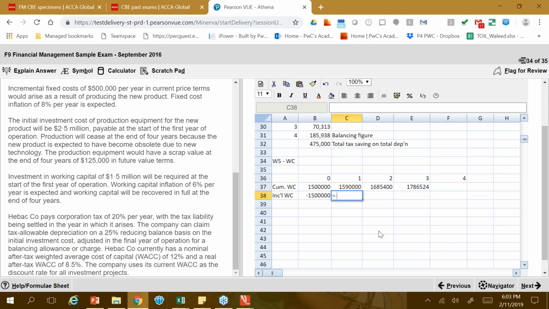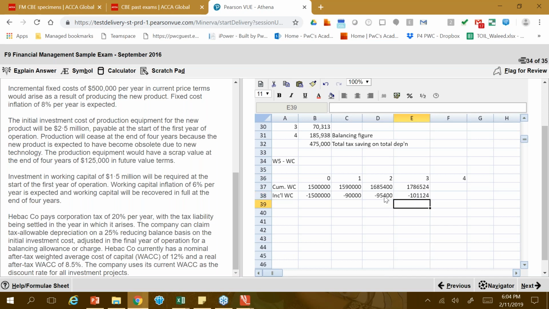Now what you can do here is say equal minus. Remember, it would be an investment. Take the bigger number, which is the C37, and remove the smaller number from it, which is the B37. That will give you the incremental investment. Then, same thing, I need to find the differentials between 159 and 168,5400. So I'll say minus, take the bigger number, which is the D37, and minus the C37. Then, same thing here, minus the E37 minus the D37. And that's it. This is my incremental investment in working capital now.